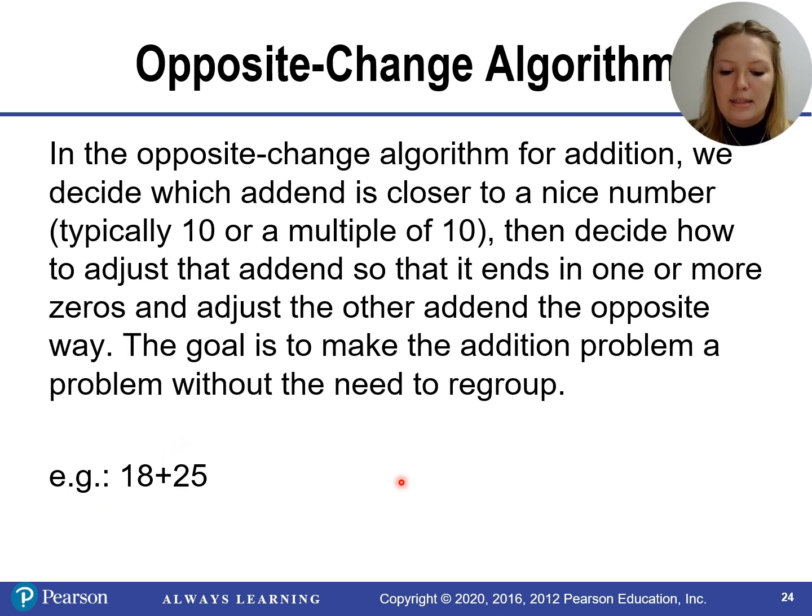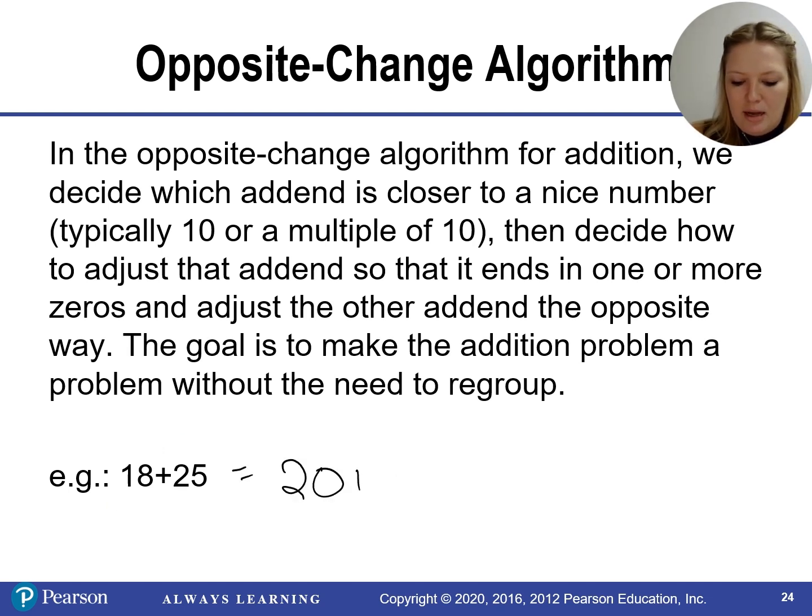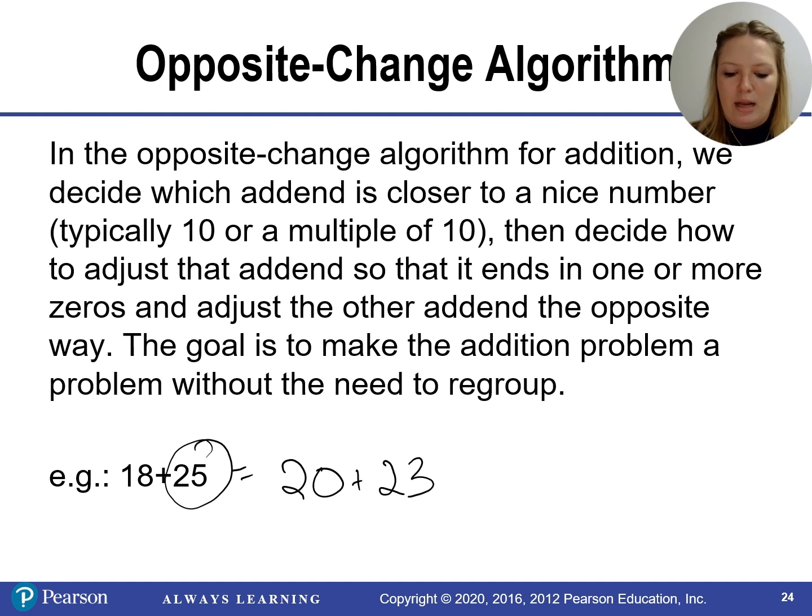So I could instead make this problem 20 plus 23, because I would have to bring 2 of my ones from 25 to 18 and then add the rest of the 2 tens and 3 ones. So this would be 43.